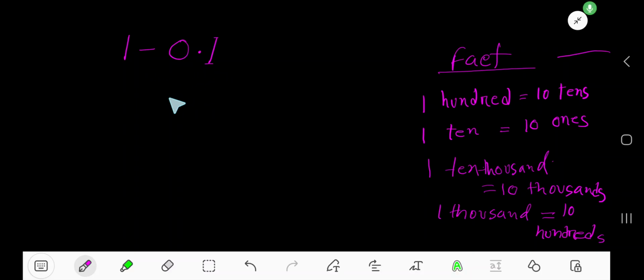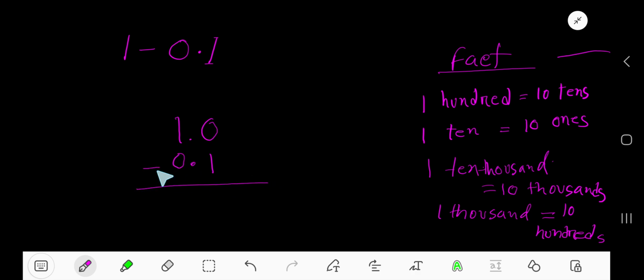1 minus 0.1. Look, 1 is a whole number, but 0.1 is a decimal. So convert this whole number into decimal. Look, after the decimal we have one digit, so just after the 1 we put a decimal point, then we take a 0. Now line up the decimal and write the corresponding digits.